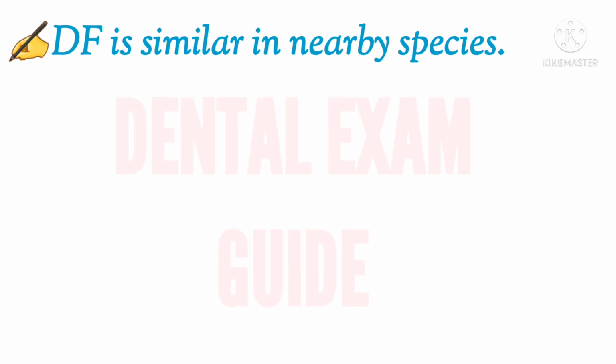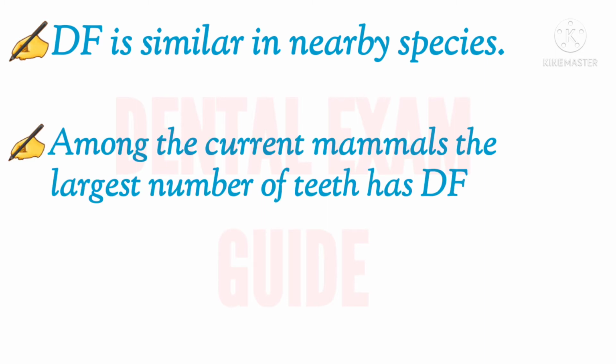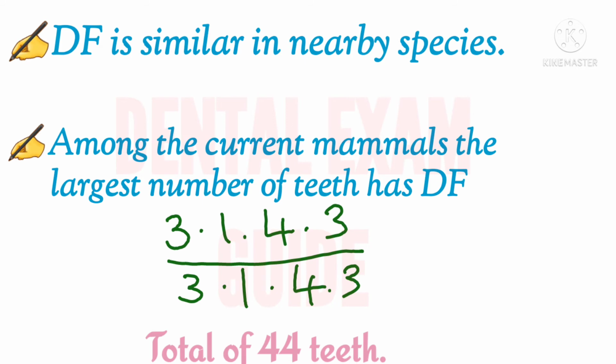If we compare the dental formulas of different species, we can see that dental formula is similar in nearby species. Among the current mammals, the largest number of teeth has the dental formula of 3143. Total teeth present is 44.